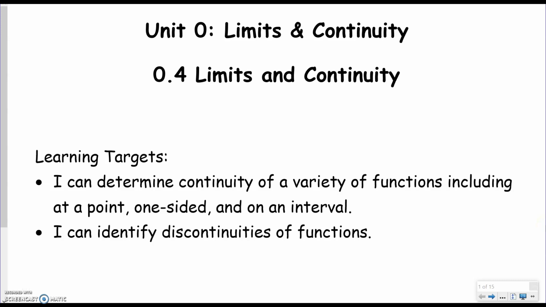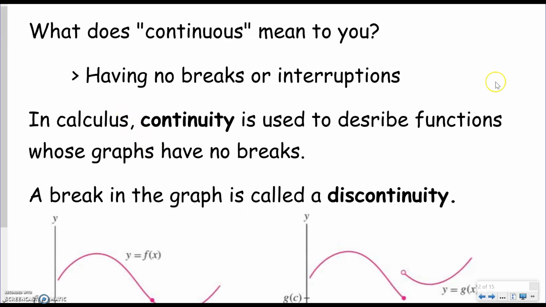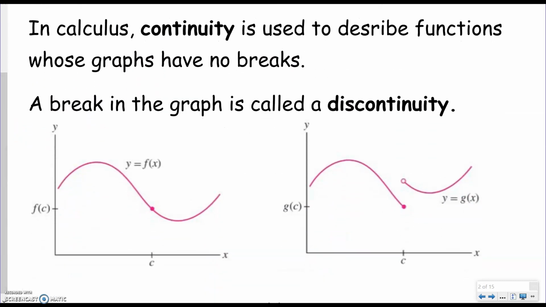Good morning. We're going to continue on with our unit on limits and continuity and talk specifically about continuity in this section. First things first, what does something that is continuous mean to you? Well, that might mean having no breaks or interruptions. In calculus, continuity is used to describe functions whose graphs have no breaks. So if you look at this first graph on the left, there's not a break in the graph.